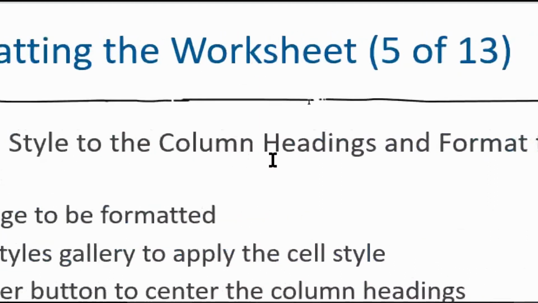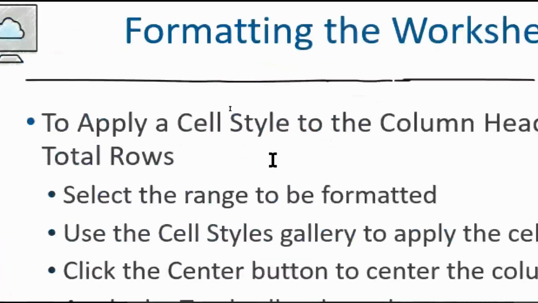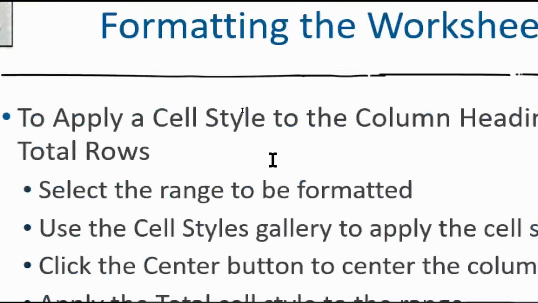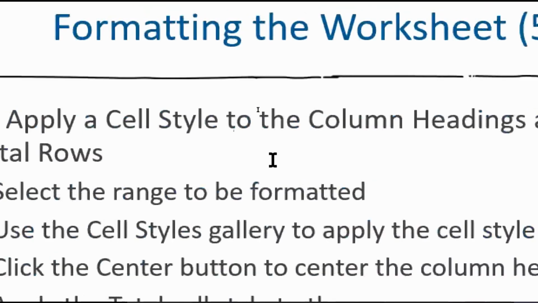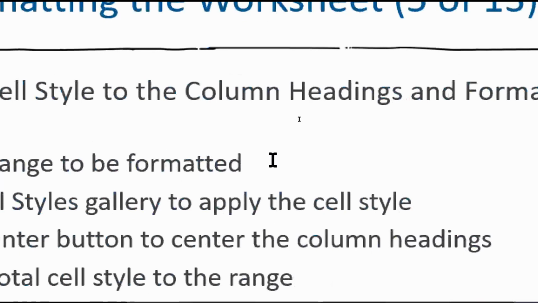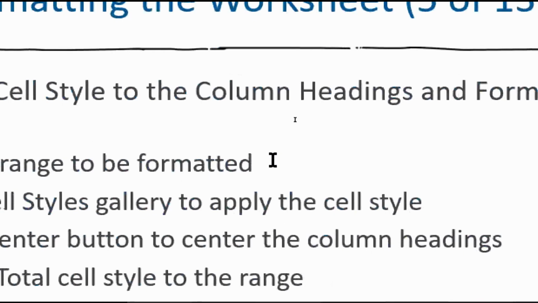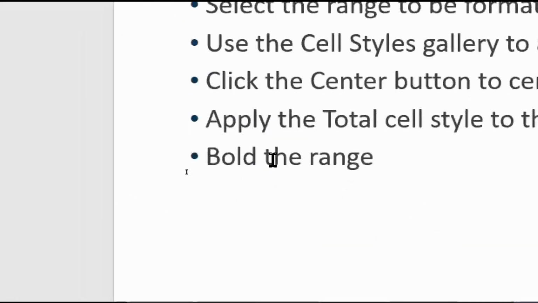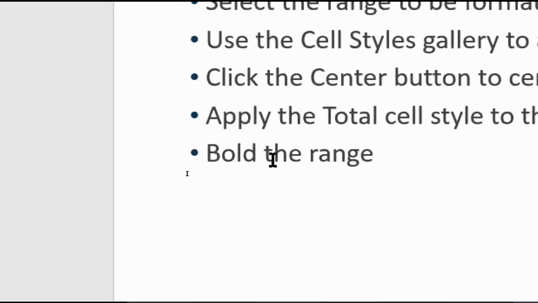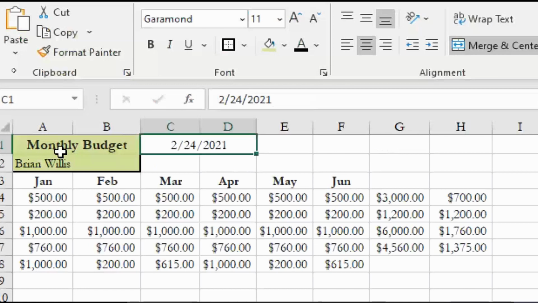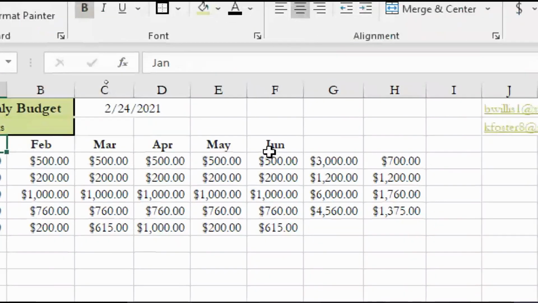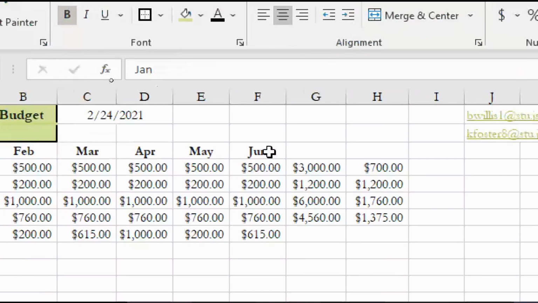Apply a cell style to the column headings and format the total rows. So what it's asking us to do is select the range to be formatted, use the cell style gallery to apply the cell style that we want, click the center button, and apply the total cell style to the range, and bold it. I think the total cell style is more specific to the project that it's got going on in the slides that I'm not really following, just to keep things simple and not take up too much time entering data.